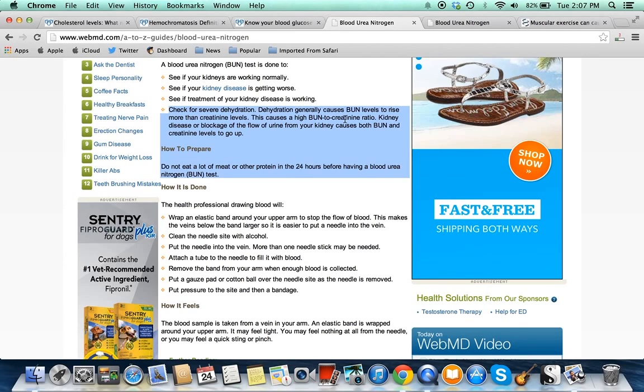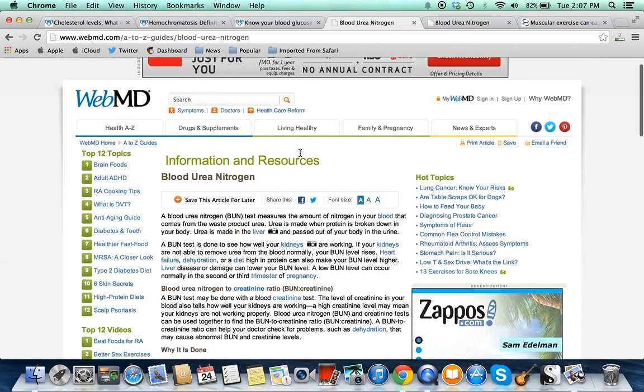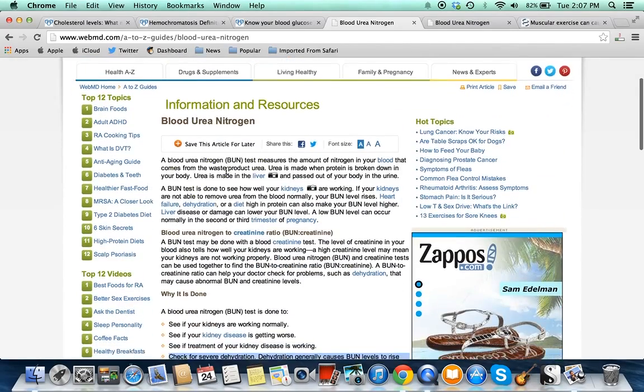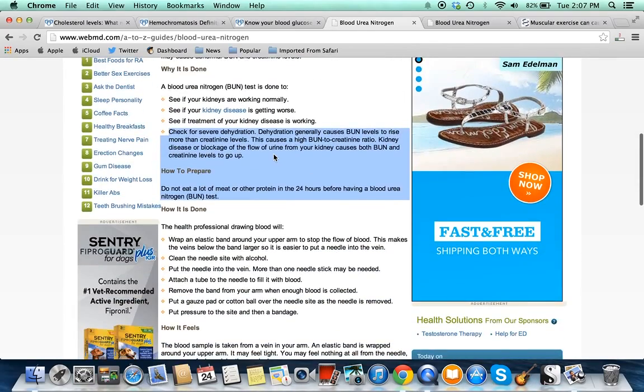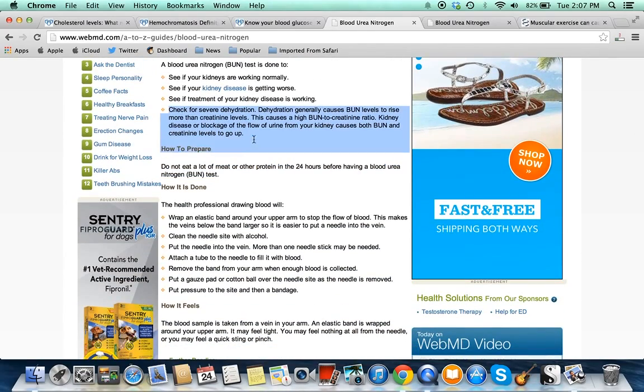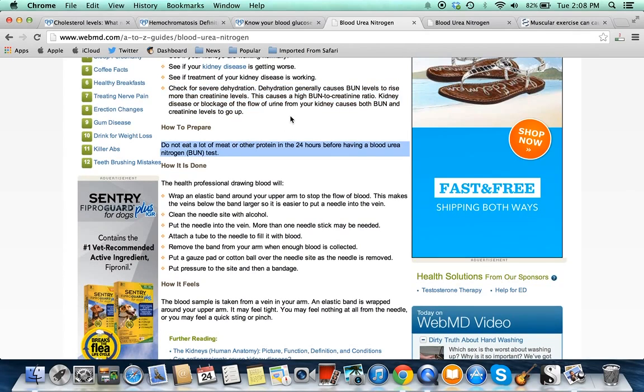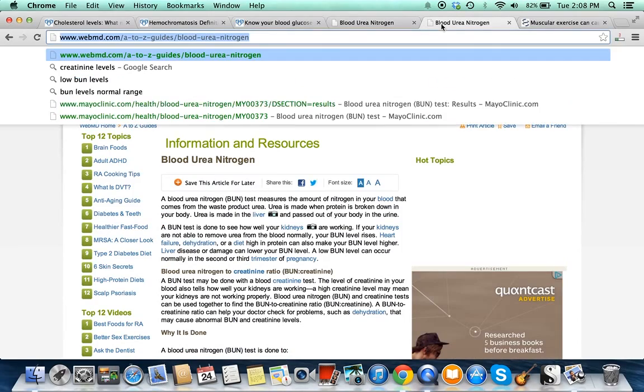Well, let's go to WebMD, let's go to the Mayo, and let's look at this stuff. You can see right here what it is. It's blood urea nitrogen, and that's how much urea, which is a protein waste byproduct, is in your bloodstream. And you can tend to have high numbers if you're severely dehydrated. Or, here's how you prepare for the test. Do not eat a lot of meat or other protein in the 24 hours before having a BUN test. Well, as you can imagine, I eat a lot of protein up to 8 hours before my test. It's probably why it's elevated. But it's not elevated enough to cause you any kind of concern.